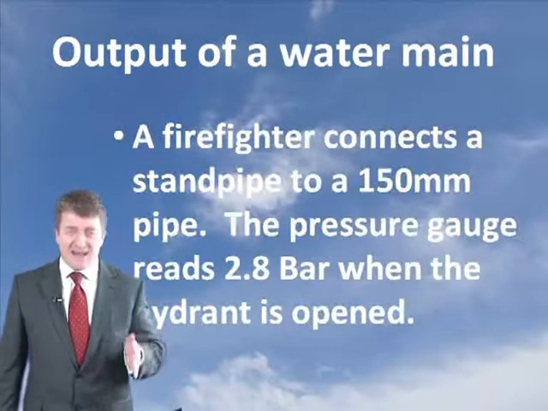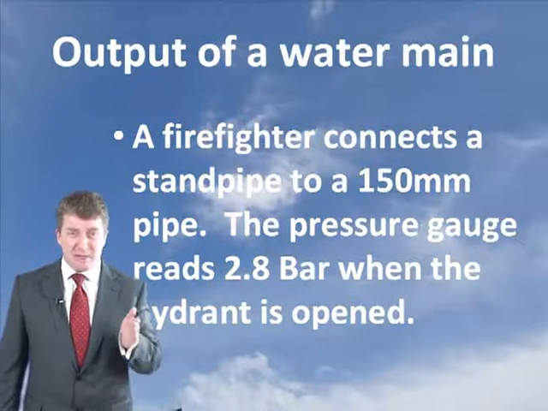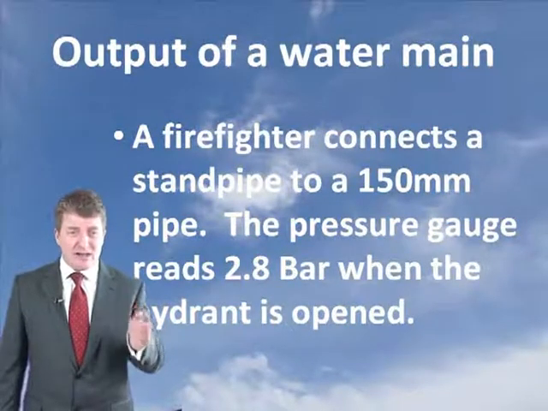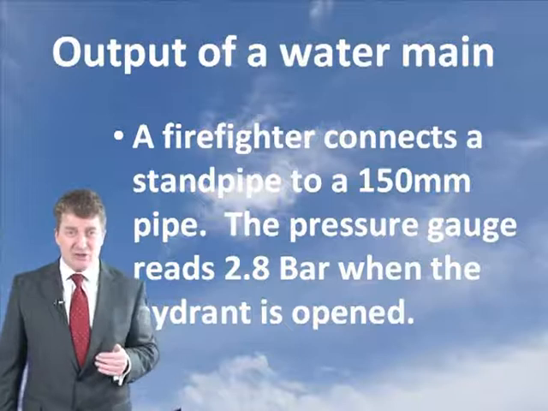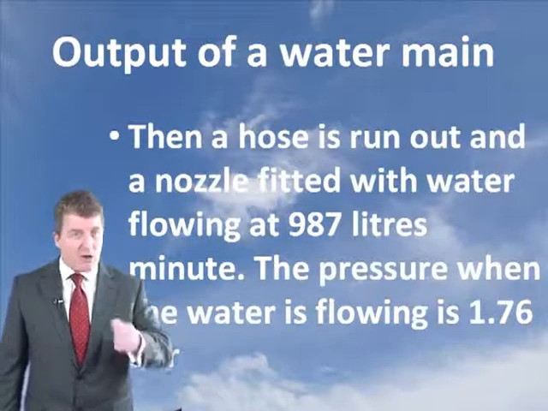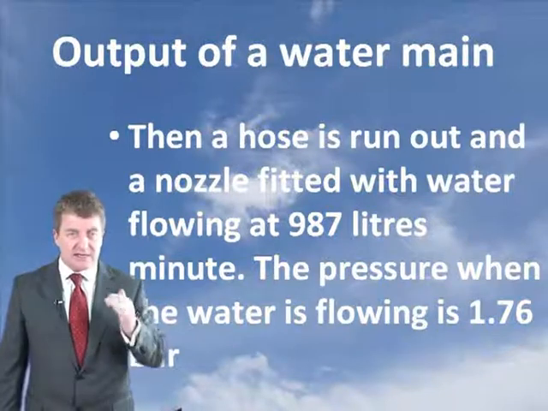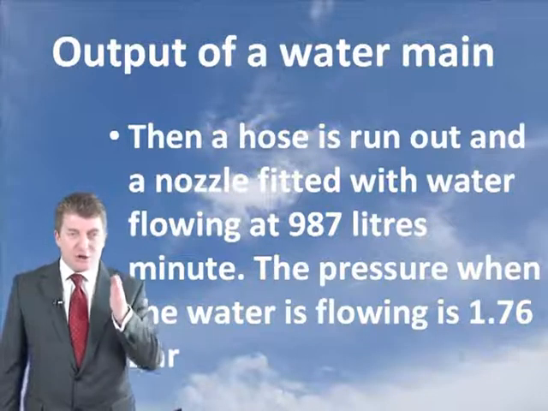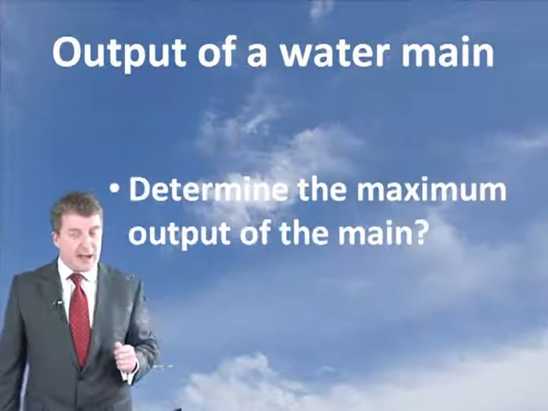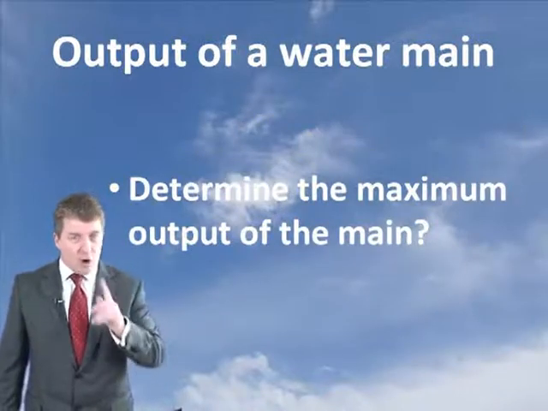A firefighter connects a standpipe to a 150mm pipe. The pressure gauge reads 2.8 bar when the hydrant's open. Then a hose is run out and a nozzle fitted with water flowing at 987 litres a minute. The pressure when the water's flowing is 1.76 bar. Determine the maximum output of the main.